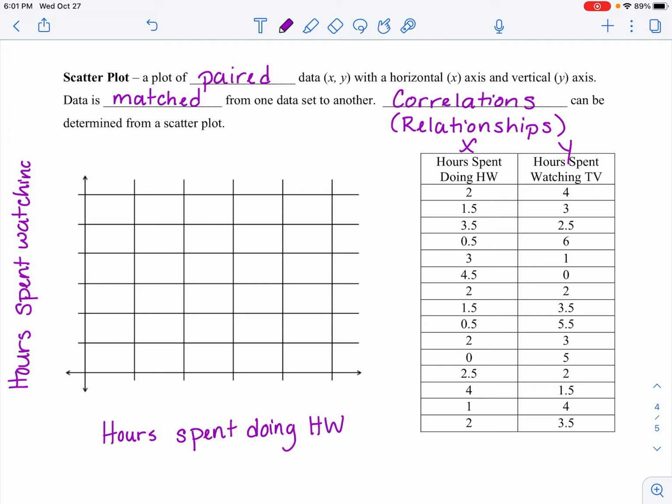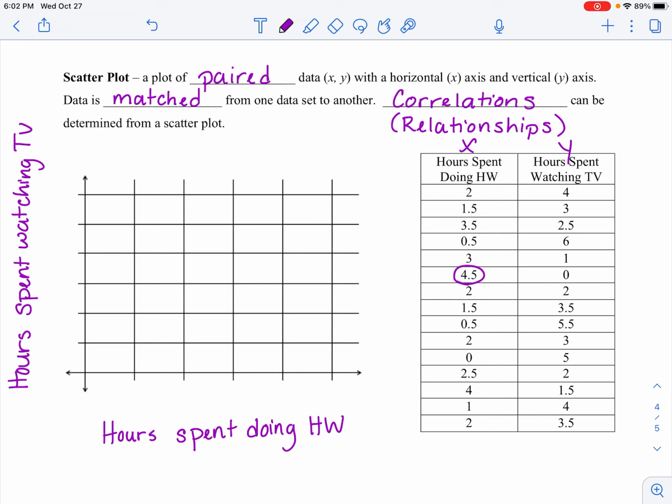So what they did is they surveyed people and they asked them to answer both of these questions, and then they looked at their combined answers, all right? And what we can do is we can plot these points to see, is there a relationship between these two quantities, all right? So hours spent doing homework, let's see, my biggest number there is 4.5, I think, right there.